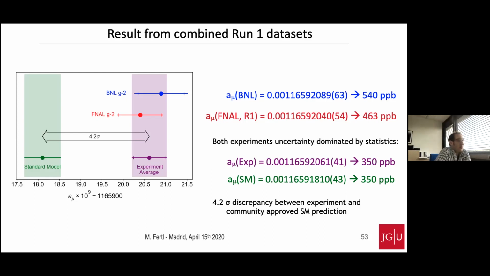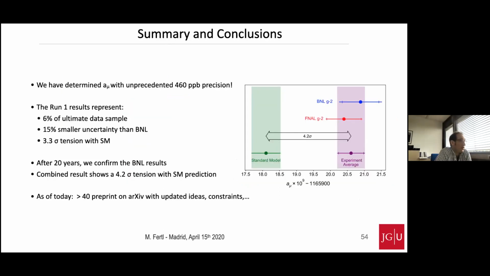And so it's safe for us to combine these two results and provide a new world average. And this world average has an uncertainty of roughly 350 parts per billion, which is on par with the theory prediction. And so this is now a 4.2 sigma discrepancy between the experiment and the community approved standard model prediction. So let me come to my summary. For the very first time in 20 years, we have improved the uncertainty on the g-2 measurement of the muon.